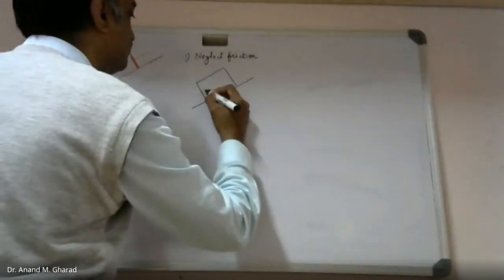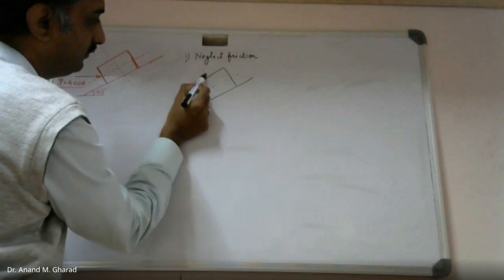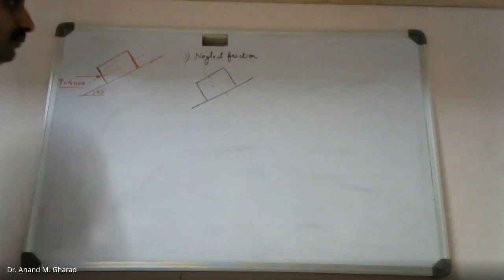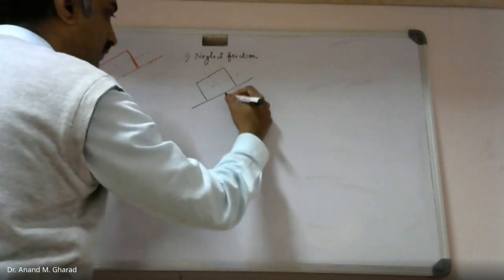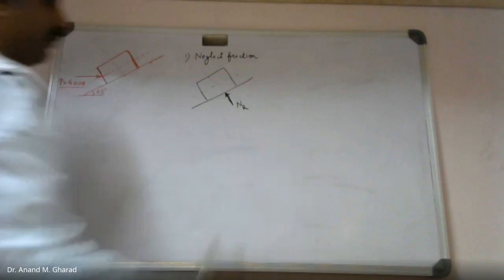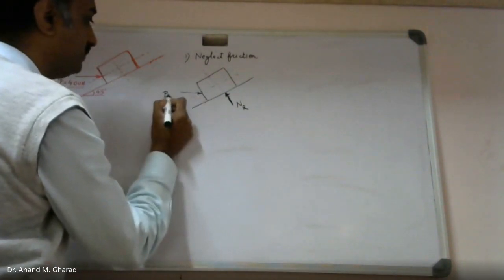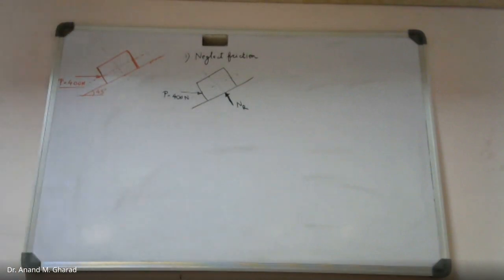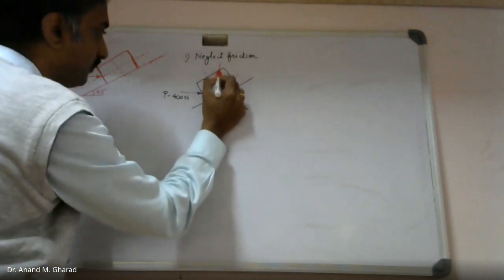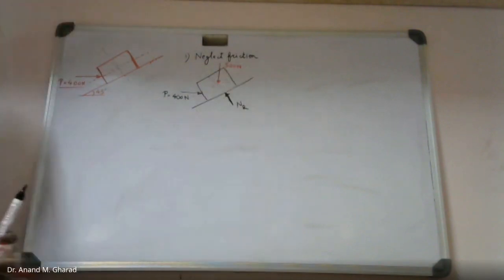Let these be the axes, horizontal x and vertical y. What do you observe in such a case when we neglect the frictional resistance? We have only the normal reaction, and the force P is equal to 400 Newton. Moreover, the self weight is given as 500 Newton.